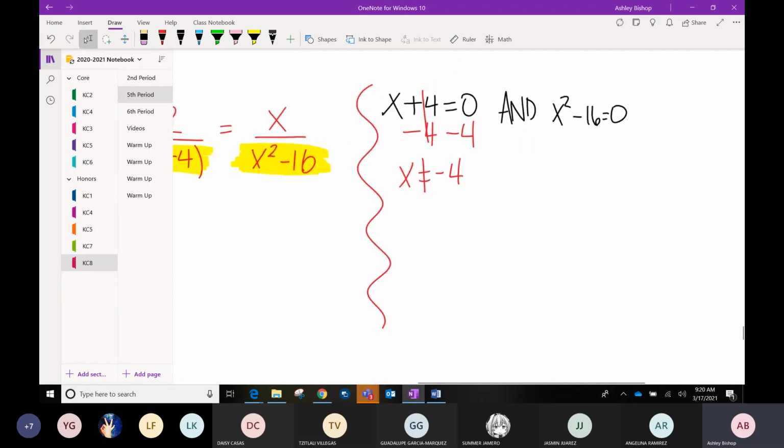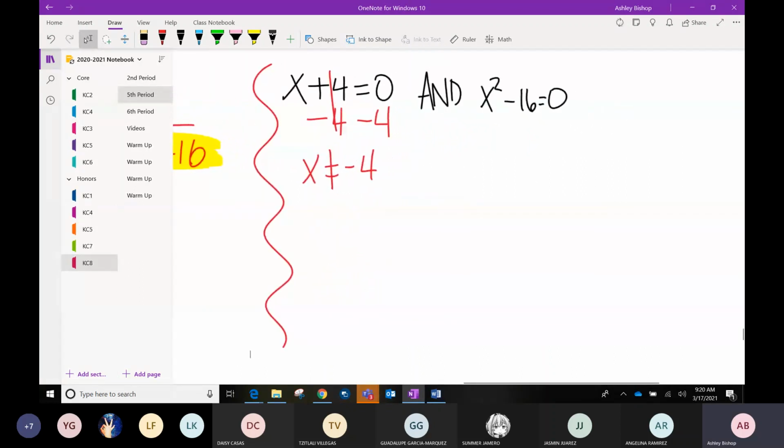And then over here, listen carefully to this one. I have x squared minus 16 equals 0. So I'm going to get the x squared by itself. I'm going to add 16 to both sides. I have x squared equals 16. I need to get rid of the square, so in order to undo that square, I need to take the square root. If I take the square root, that will get x by itself.